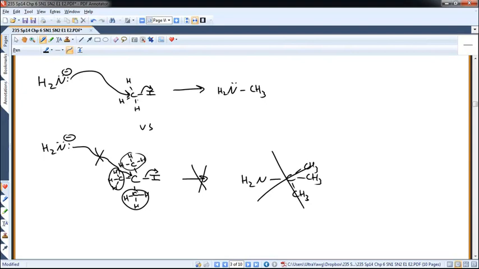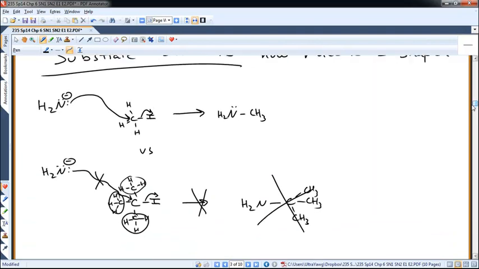Okay. So the more accessible that carbon is, the more likely it is to do SN2 chemistry. And it's actually the opposite trend for SN1. We'll talk about that in a second. Okay, so that's substrate structure, I guess. Is there more I want to say about that? Yeah, we'll make our trends right now.